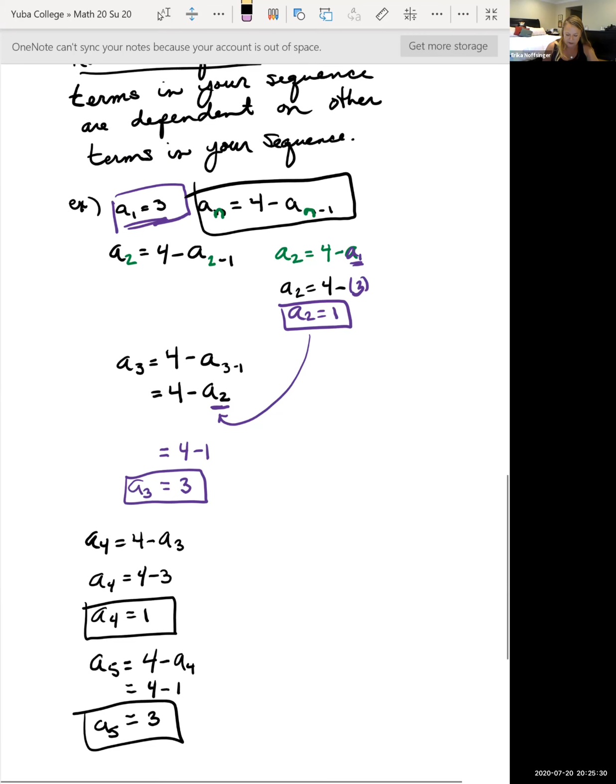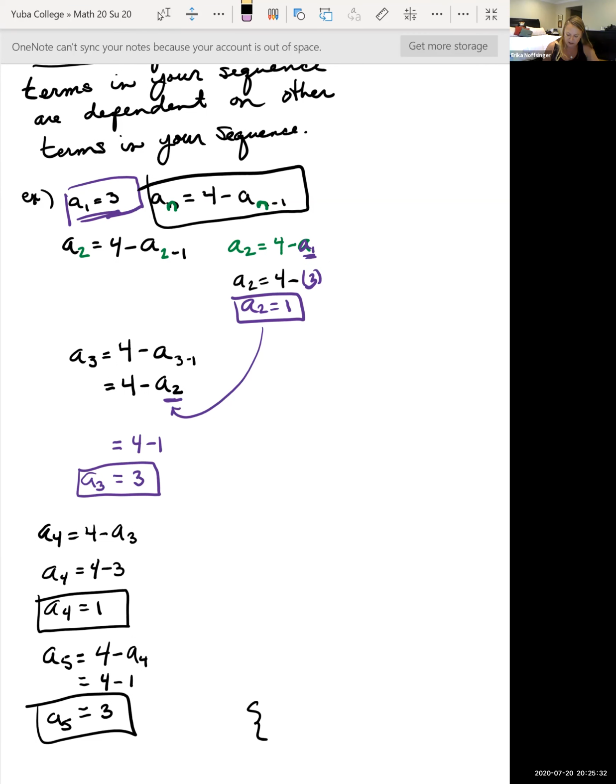So if we look at our sequence, the first term was 3, then we had 1, then we had 3, then we had 1, then we had 3. And so we could figure out what it was.